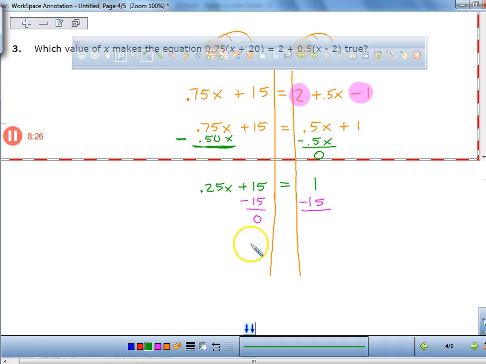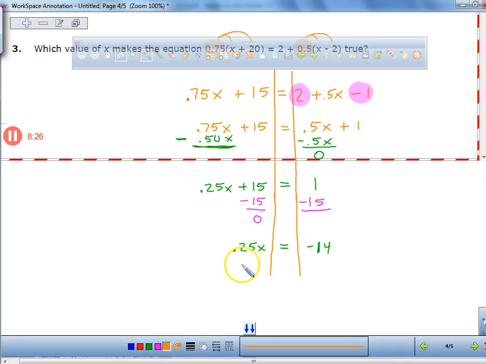Alright, so, of course, what do we have on the left-hand side of the equal sign? What's all you have remaining? What's left standing on the left-hand side? Yeah, 0.25x equals, we got a 1 and we're taking away a 15. What do we have over here? Negative 14, very good. Alright, so then, what would be your final thing to do that you think we could do using the old calculator?